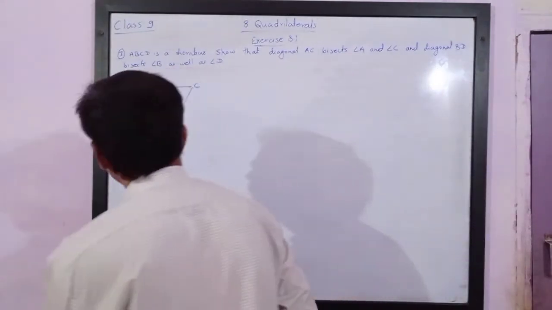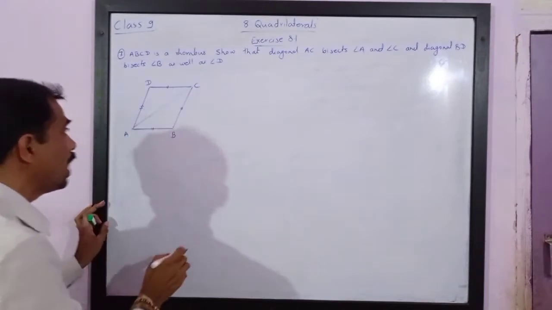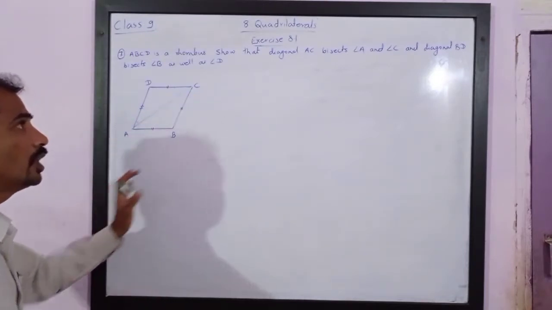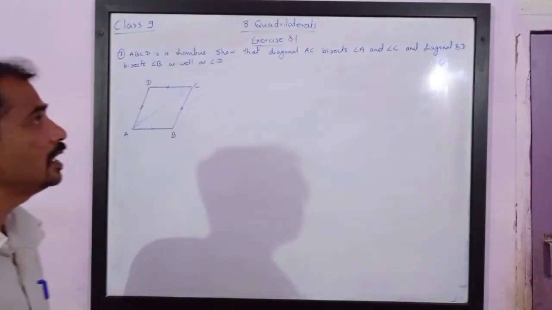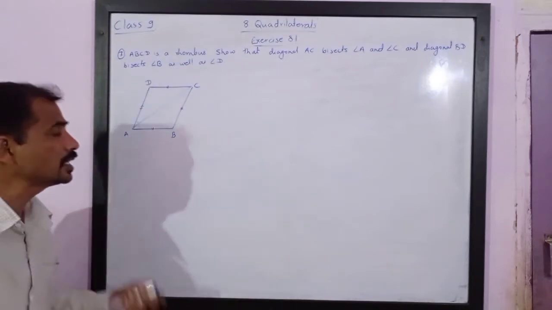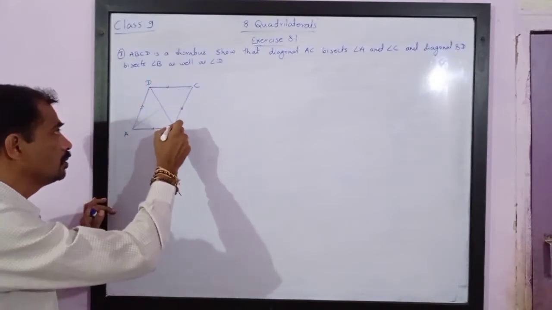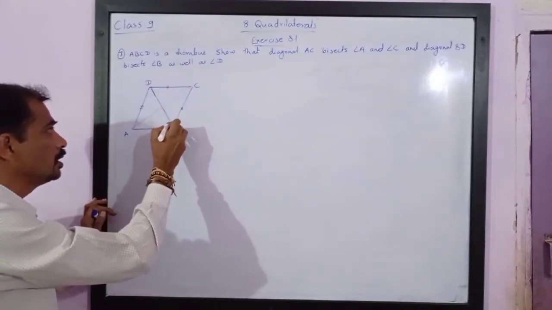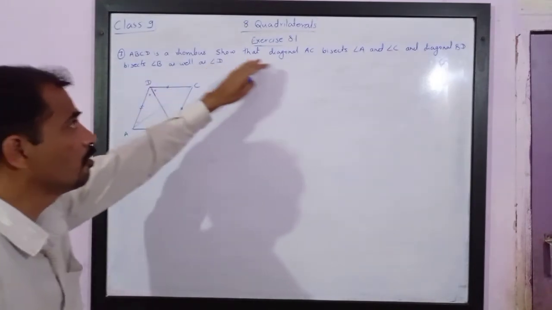So we are given diagonal AC. This diagonal AC bisects angle A and C also. This is what we need to prove. Show that diagonal AC bisects angle A and C, and diagonal BD also bisects angle B and D. So BD is this diagonal, and it bisects angle B and angle D also. So let us prove the first part.